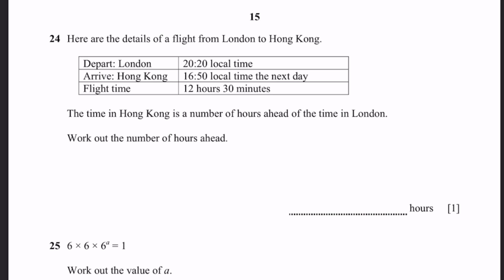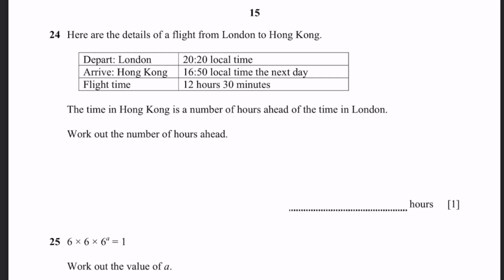Here are the details of a flight from London to Hong Kong. The time in Hong Kong is a number of hours ahead of the time in London. Work out the number of hours ahead. So departing London at 8:20 local time in PM, and the arrival at Hong Kong is 4:50 the next day in local time. So the flight is 12 hours 30 minutes.